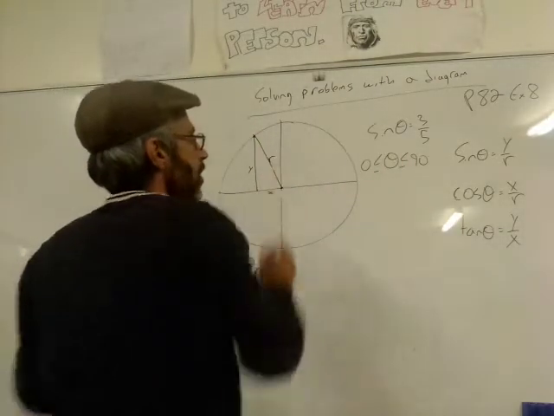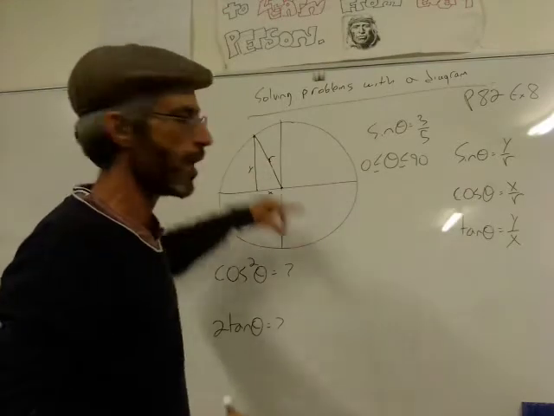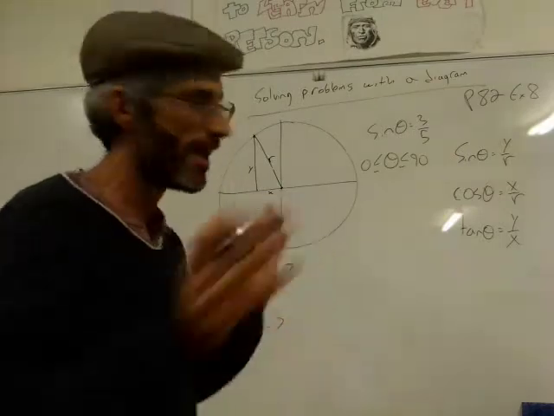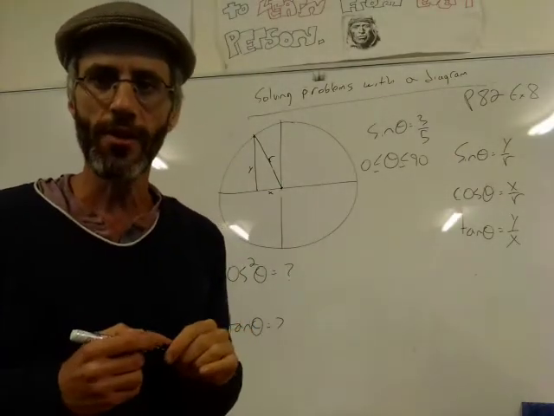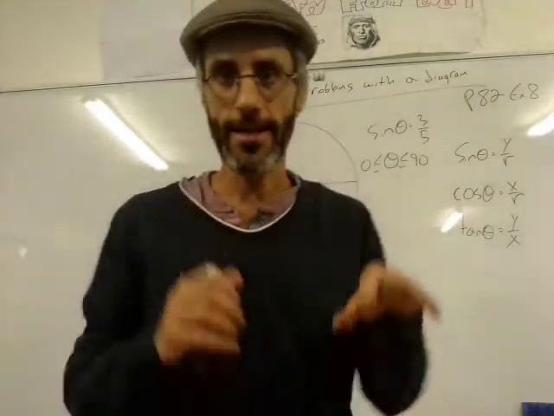This is obviously the r. Cosine theta is x over r. Tan theta is y over x. That's all you've really got to know. Okay? From that, everything comes. Now, the problems I'm going to do today are on page 82, exercise 8.